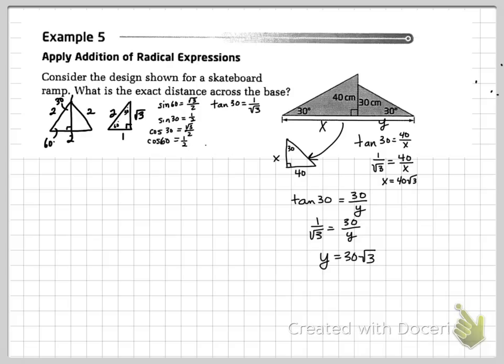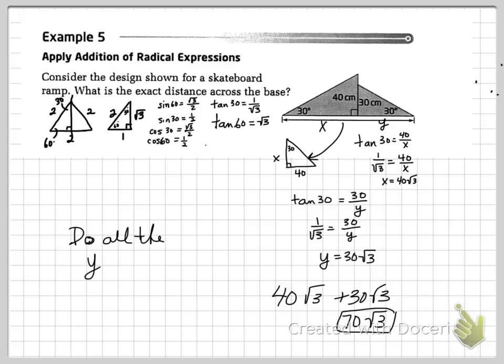Now we've got our total distance across the bottom in exact values. The bottom is going to be 40 root 3 plus 30 root 3, which is 70 root 3. Now, that's the end of what we're going to do. You can go and do all of the your turns.